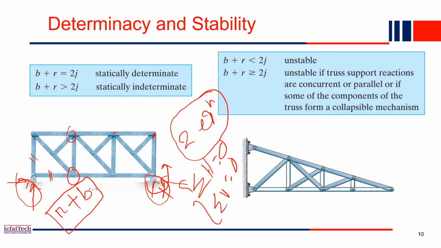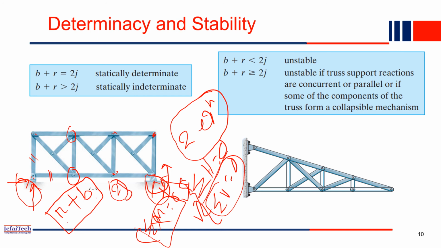But how many equilibrium equations are available? As I mentioned, in a truss each joint has two equilibrium equations: summation of all horizontal forces equal to 0, summation of all vertical forces equal to 0. But why not summation of all moments equal to 0? Because a truss has pin joints, right? A pin joint can't take any moment. So this is not valid; only these two, horizontal and vertical, are valid. So each joint gives two equations. If a total of j joints are there, then the total number of equations is 2j.